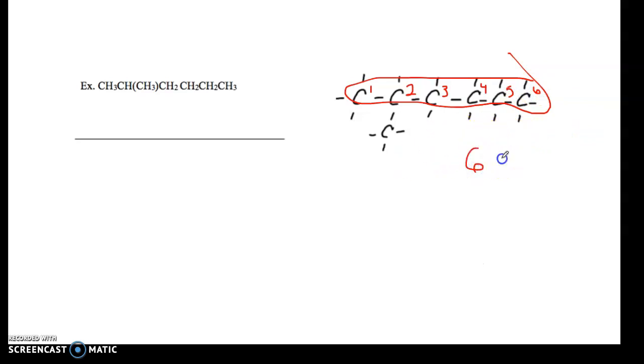So 6 carbons. And I know that is a hex, like hexagon.